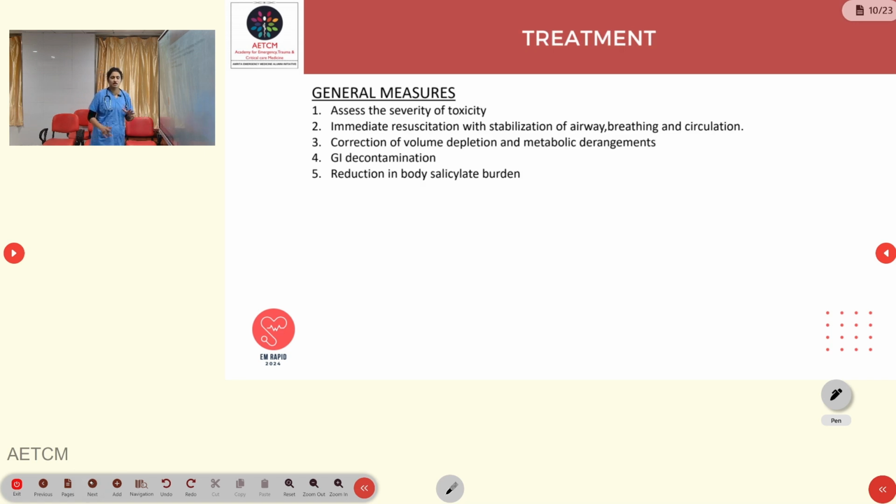Treatment includes first the general measures: assess the severity of toxicity, then immediate resuscitation with our ABC, that is airway, breathing and circulation, correction of volume depletion and metabolic derangements, GI decontamination, and reduction in body salicylate burden.